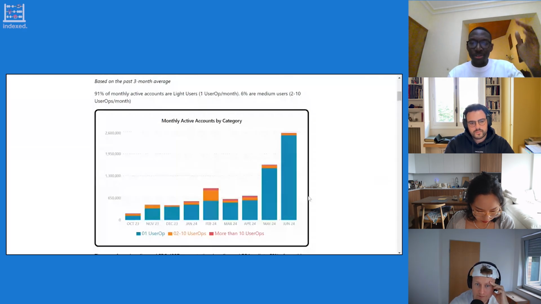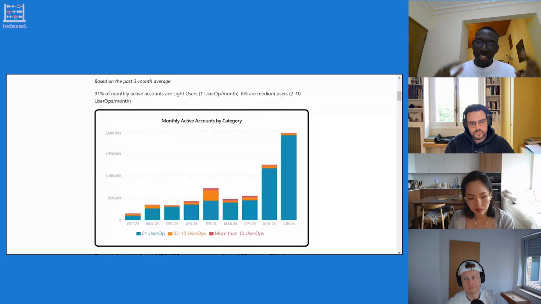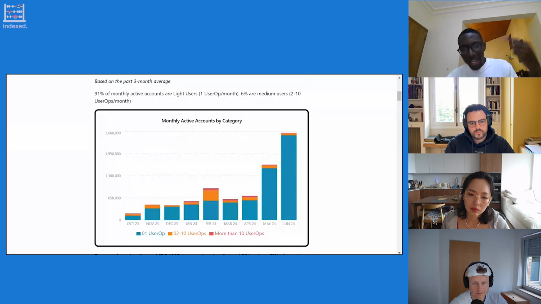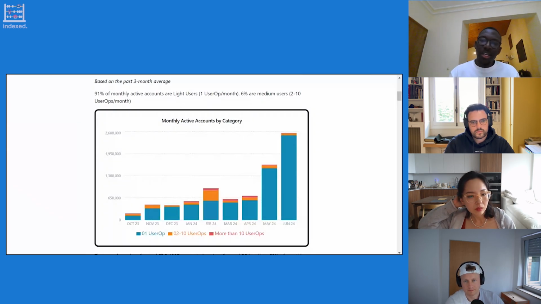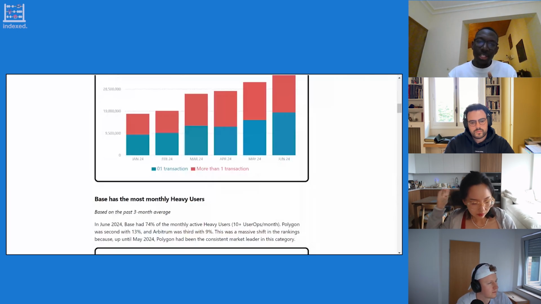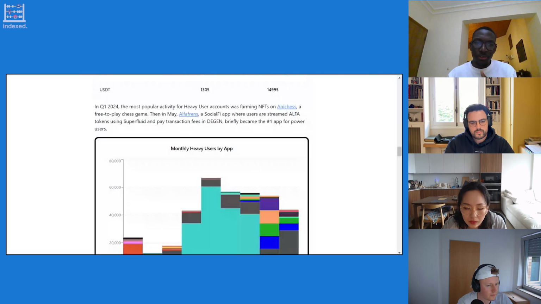ERC-4337 wallets that are active are pretty light users, pretty one-off people who will maybe make one user operation, you can call it one transaction, in a month. And there's only a very small number of folk who actually are using that wallet multiple times a month. And there's an interesting change when you look at which apps are being used by the heavy users versus the light users.